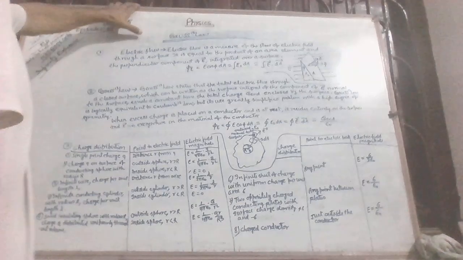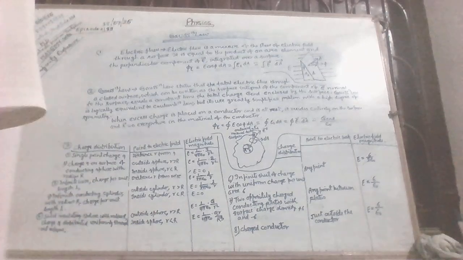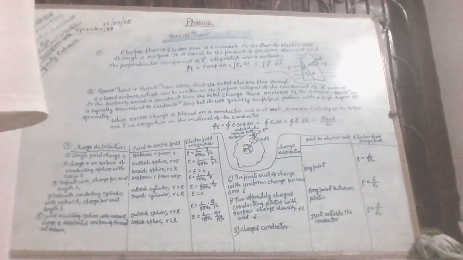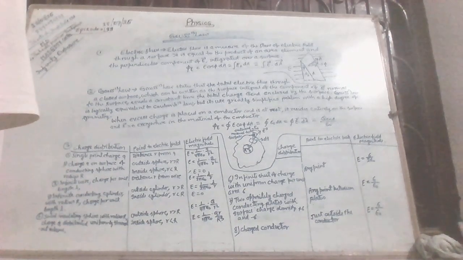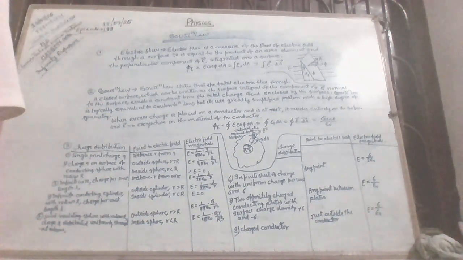Electric flux. Electric flux is the measure of the flow of electric field through a surface. It is equal to the product of an area element and the perpendicular component of E, integrated over a surface. Phi = ∫ E perpendicular dA = ∫ E · dA, as shown in the figure.